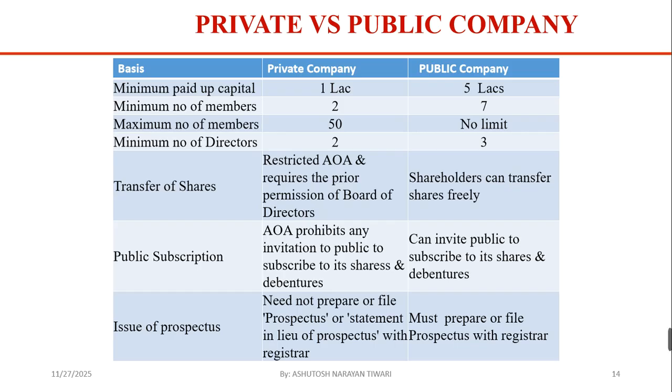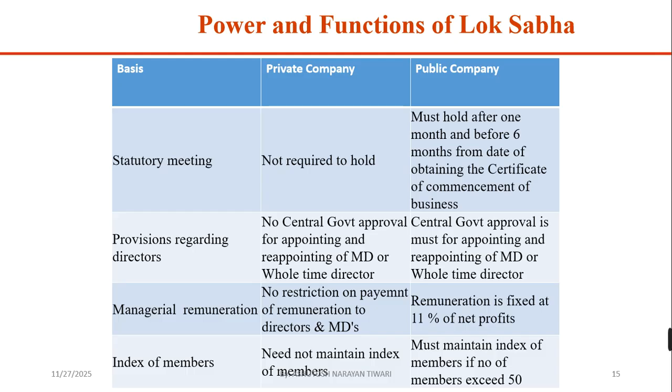Public subscription: in private company, the AOA prohibits any invitation to public to subscribe to its shares and debentures. In public company, can invite public to subscribe to its shares and debentures. Issue of prospectus: private company need not prepare or file prospectus or statement in lieu of prospectus with registrar. In public company must prepare and file prospectus with registrar. Statutory meeting is not required to be held in private company.